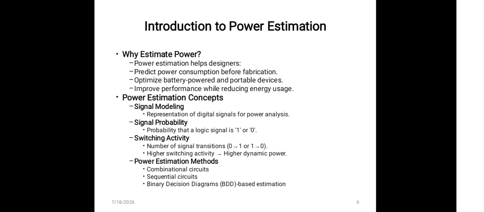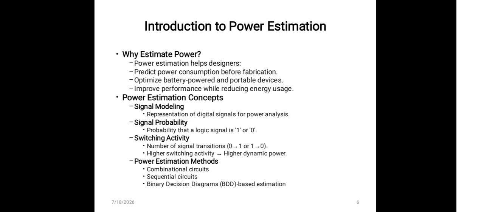Now let us focus on how power estimation is done, to support the power dissipation minimization concept. Before manufacturing an integrated circuit, engineers need to estimate how much power it will consume. This process is called power estimation. Estimating power during the design stage helps identify high power blocks early and optimize the design before fabrication, and this process is called signal modeling. Signal modeling represents digital signals mathematically so that their switching behavior can be analyzed.